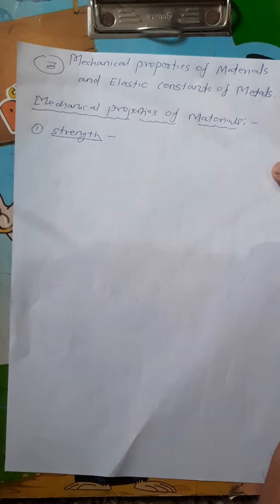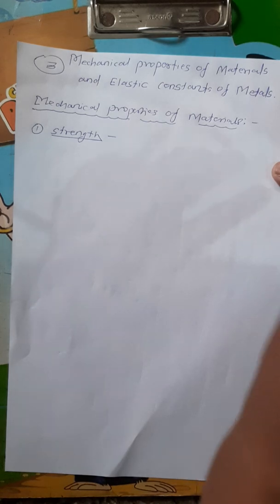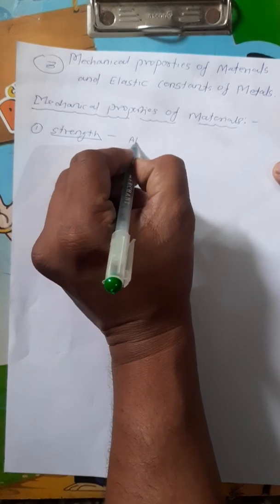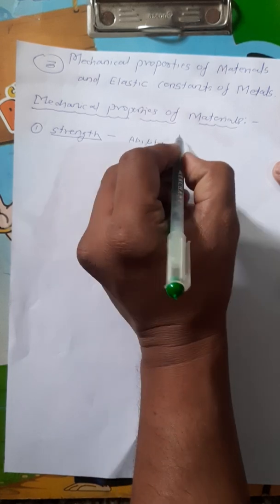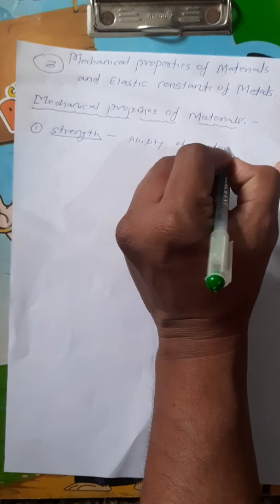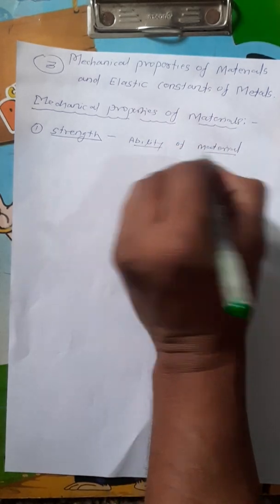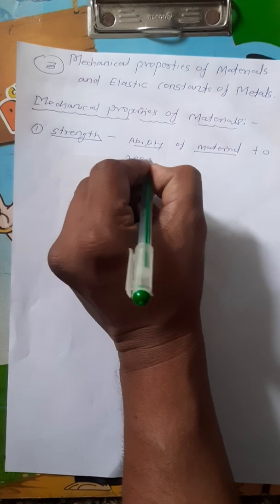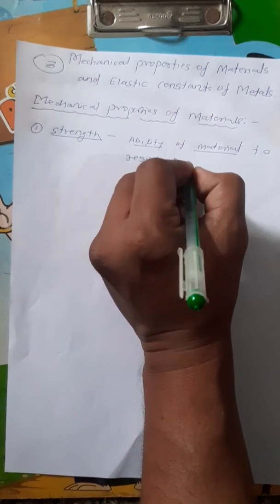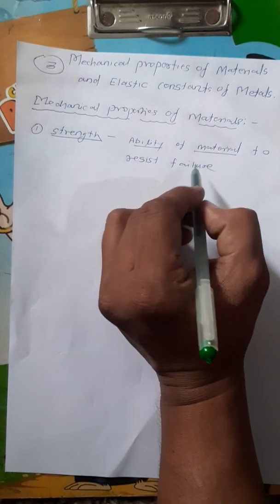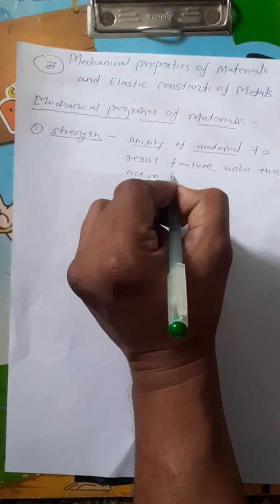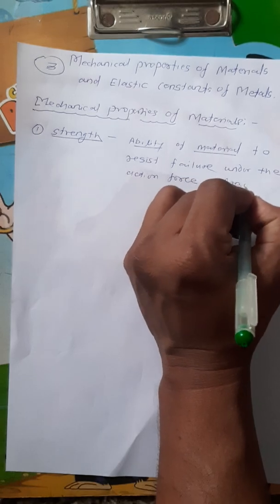We have various materials, and each and every material has strength, but depending on that strength, the material carries a load without failure. So what is strength? Strength is nothing but the ability of a material to resist failure under the action of force or load.